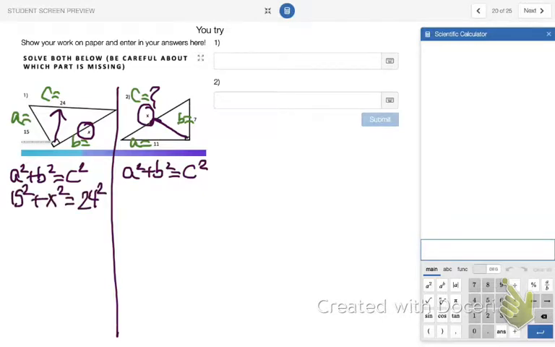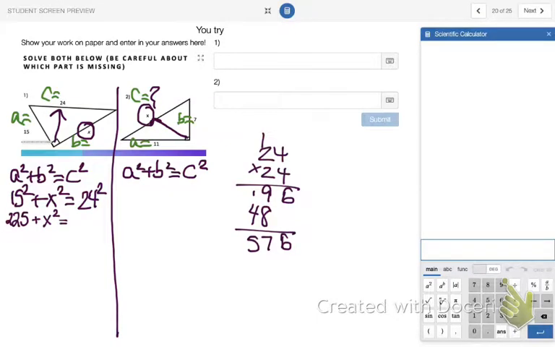Alright, on problem number 1, I want to point out that I chose 15 as A and X as B. So my next step led me to 15 squared plus X squared equals 24 squared. Now I need to evaluate those. So 15 squared is going to give me 225. 24 squared is 576.